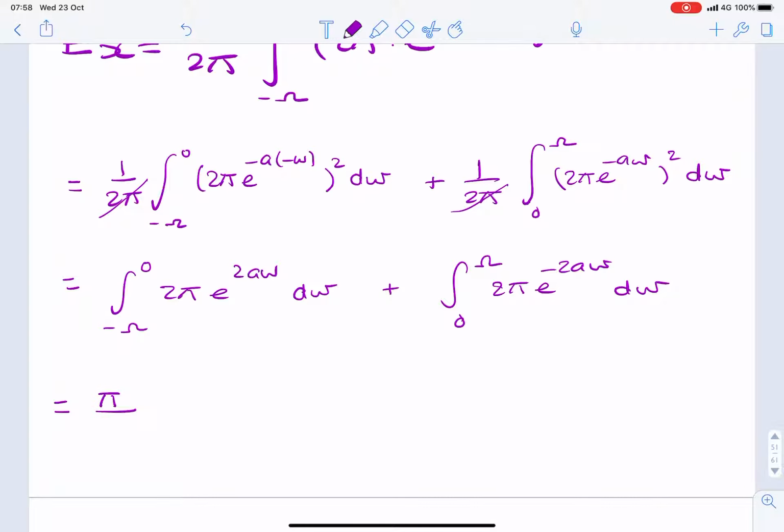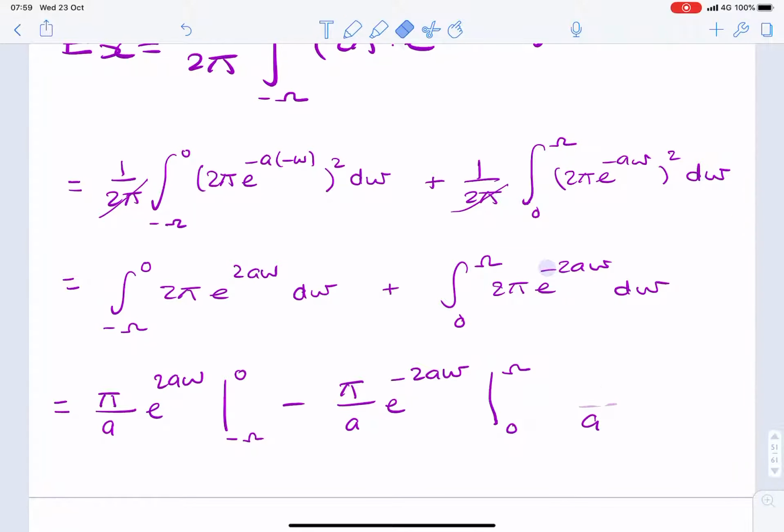So it's pi over a e to the 2a omega from minus omega to 0 minus, because of that minus, pi over a e to the minus 2a omega from 0 to omega. And that becomes pi over a. Let's do it on a new line.